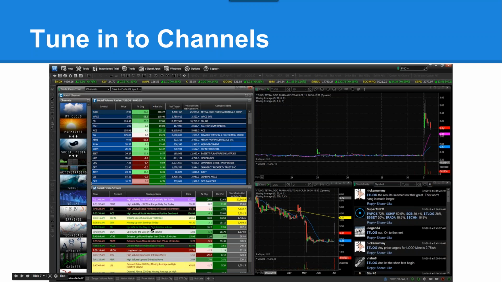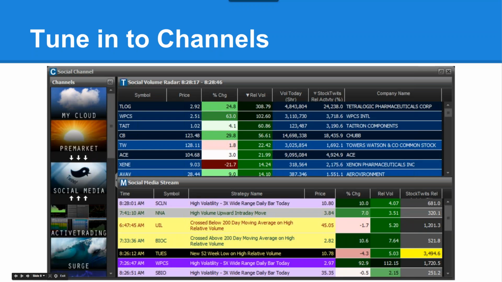And this window down at the bottom is just a chronological list of events that are happening. When a new event happens, it comes to the top of the window, and I have an opportunity to click on it, look at the chart, and make a trading decision right there. So that's our channels view, and I'll talk a little more about that when I demonstrate the software. I think this one is specifically focusing on the social media channel.